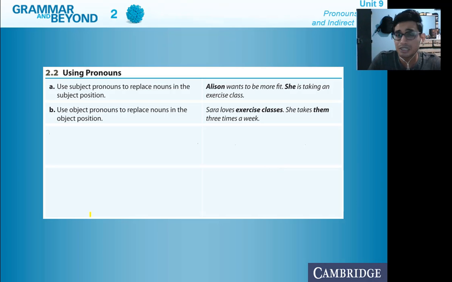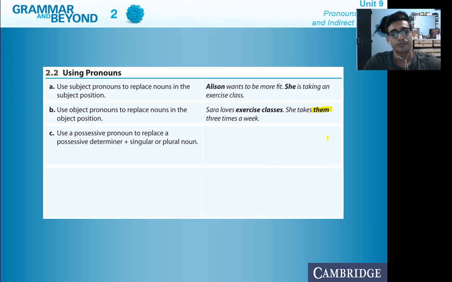If it is in the object position, to replace it, we're going to use an object pronoun. She takes them 3 times a week. We cannot say she takes they 3 times a week because they is a subject pronoun. Okay, I hope you understand this. If you have any questions, remember that you can ask me.